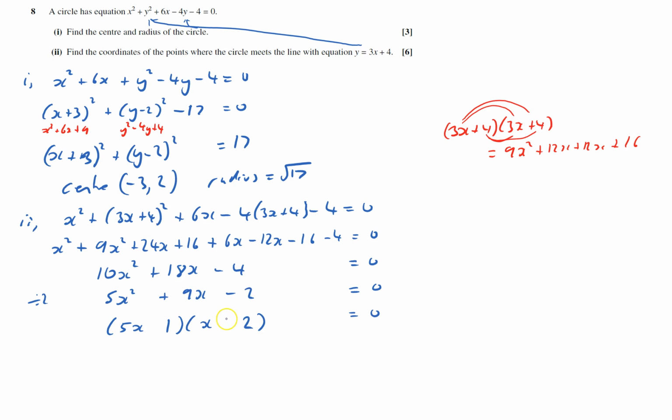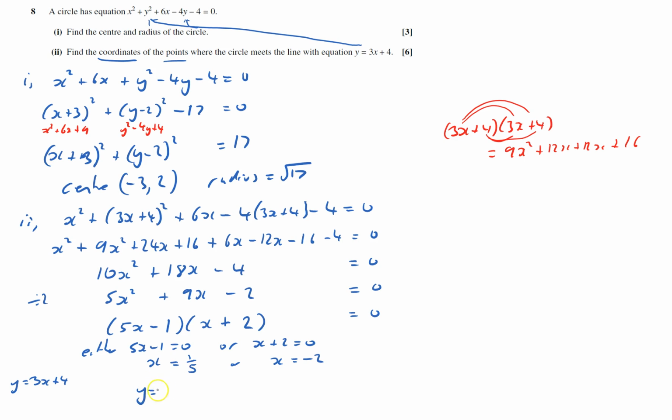We want plus 9x, so the 2 is going to be positive. That's going to be negative. And so I get either 5x minus 1 equals 0, or x plus 2 equals 0. So that will give x equals 1/5, or x equals negative 2. And now I've got to find out what x is, what y is.